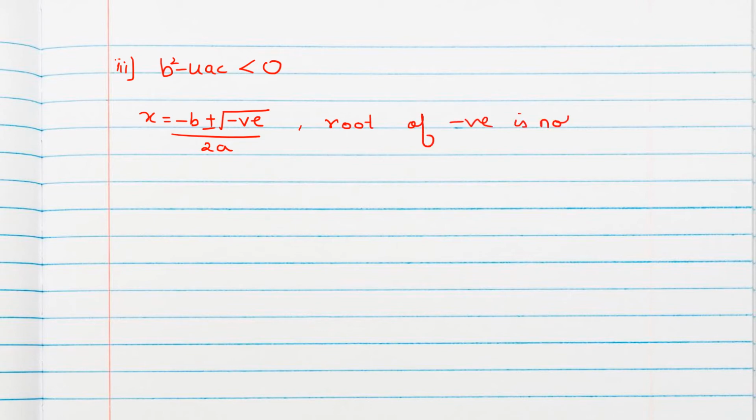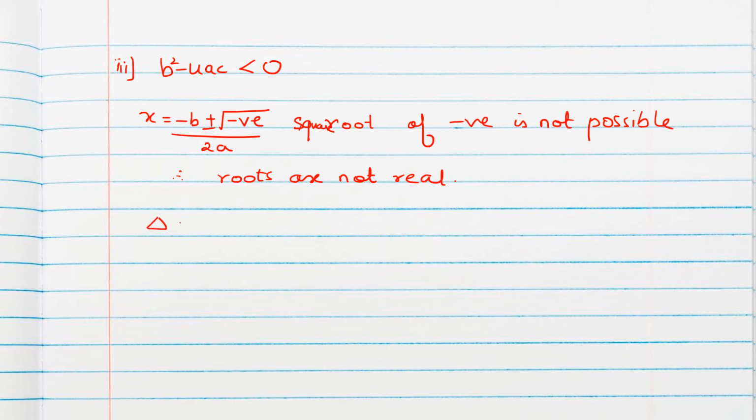Third case is b square minus 4ac negative. So if we substitute in the formula minus b plus minus, this will be negative. The square root of a negative term is not possible. So we can write, therefore, roots are not real. This is the third case.